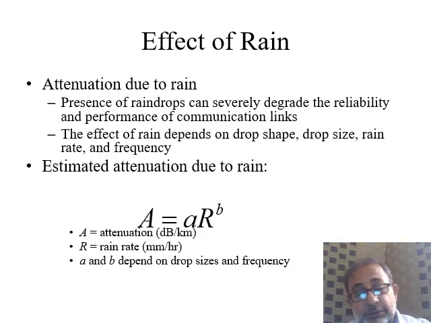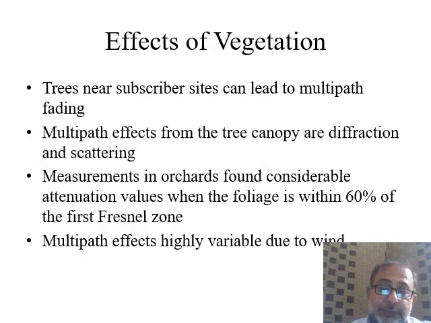Now there is also a great effect of rain on the attenuation, and it depends upon the rate of the rain in millimeters per hour, as well as the drop size. So the attenuation in dBs per kilometer is A into R raised to power B, where A and B depend upon the drop size and the frequency.